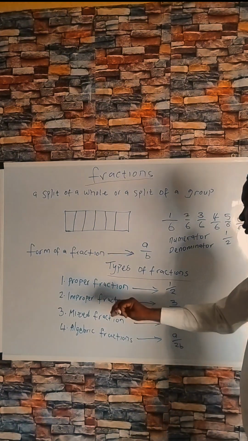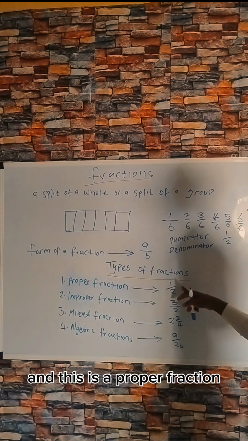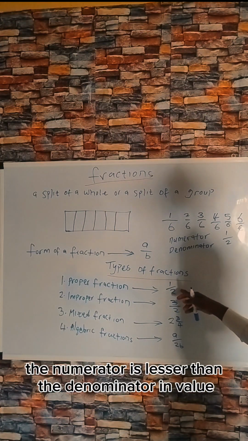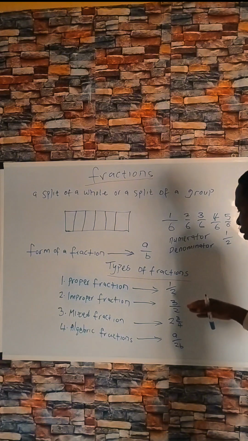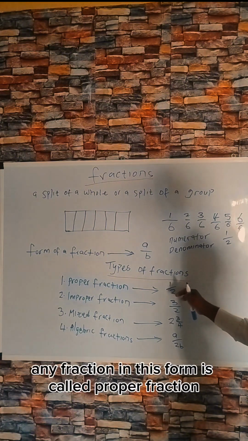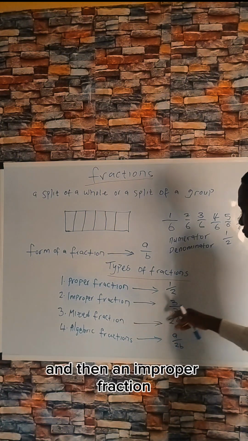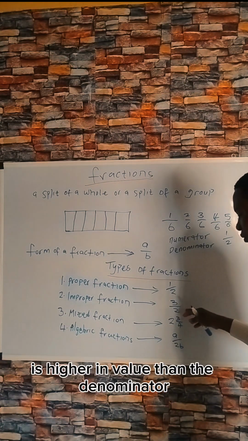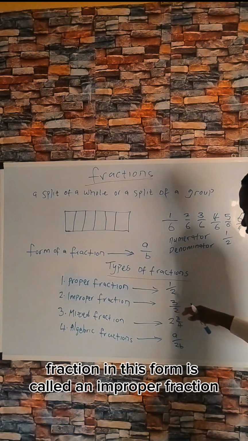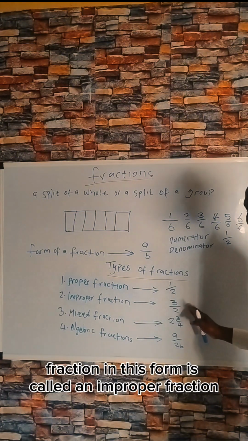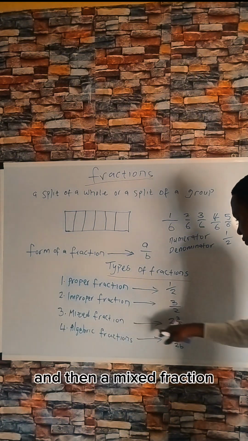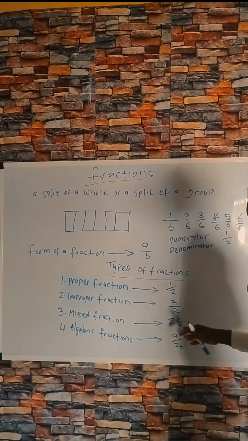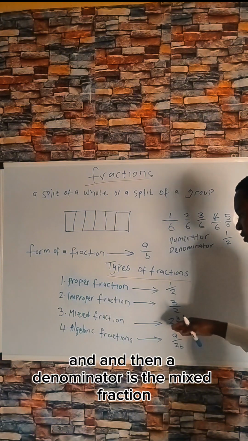So this is a proper fraction. It's a fraction in which the numerator is lesser than the denominator in value. Any fraction in this form is called a proper fraction. And then an improper fraction is a fraction in which the numerator is higher in value than the denominator. Any fraction in this form is called an improper fraction. And then a mixed fraction is any fraction in this form having a whole number, a numerator, and then a denominator. This is a mixed fraction.